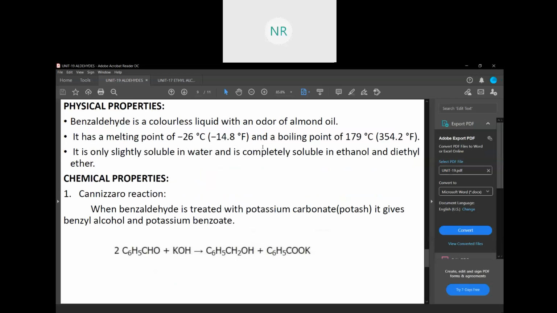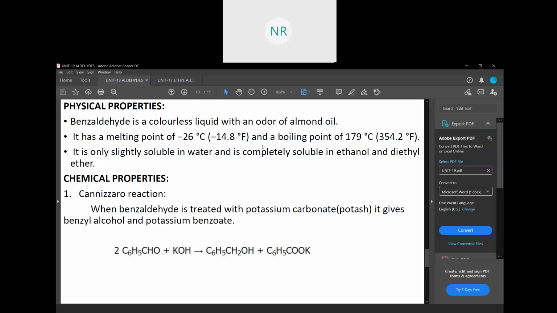So physical properties. Benzaldehyde is a colorless liquid with an odor of almond oil. Okay, it smells like almond oil. It has a melting point of minus 26 degrees Celsius and a boiling point of 179 degrees Celsius. It is only slightly soluble in water because there is not much hydrogen bonding present in benzaldehyde, and it is completely soluble in ethanol and diethyl ether. Okay, so compounds which have a high number of hydrogen bonding are completely soluble in water.